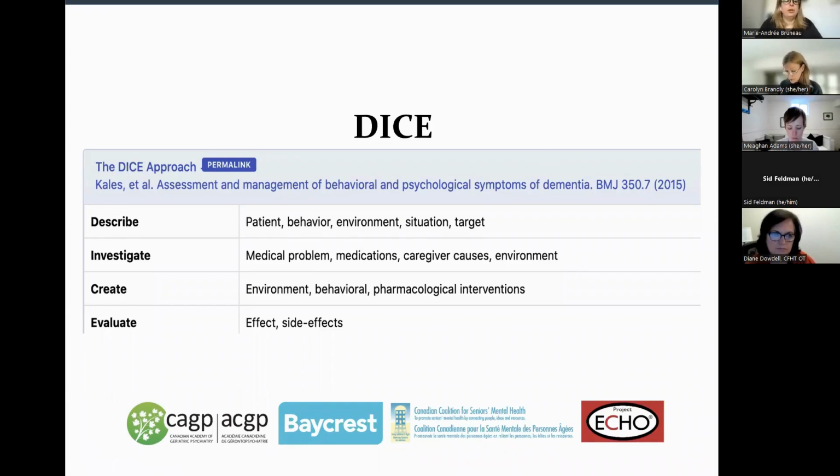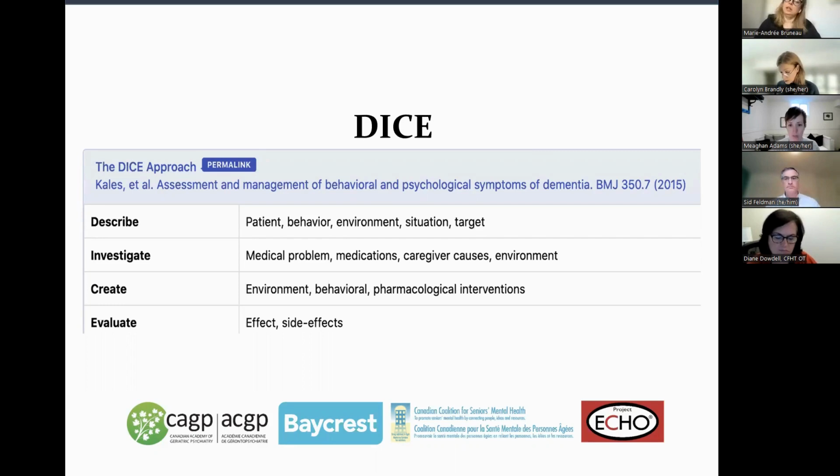So DICE stands for: first Describe, as we said, in the most specific terms as one could do, describe who's the patient, what is his behavior, what is the environment where it happens, what is the situation, and what would then be the target for treatment. I stands for Investigate what could be the possible causes for the behavior.